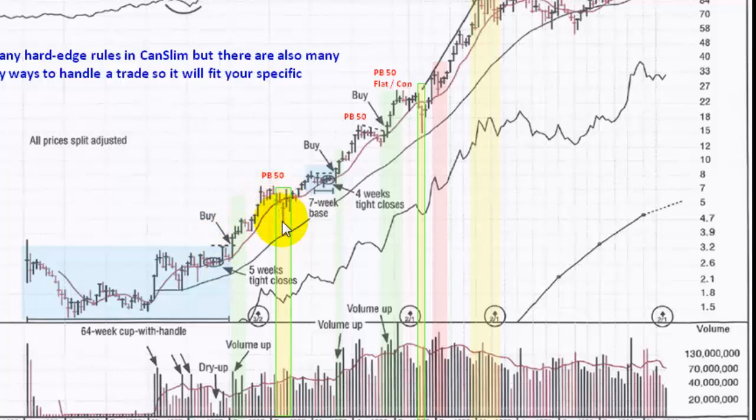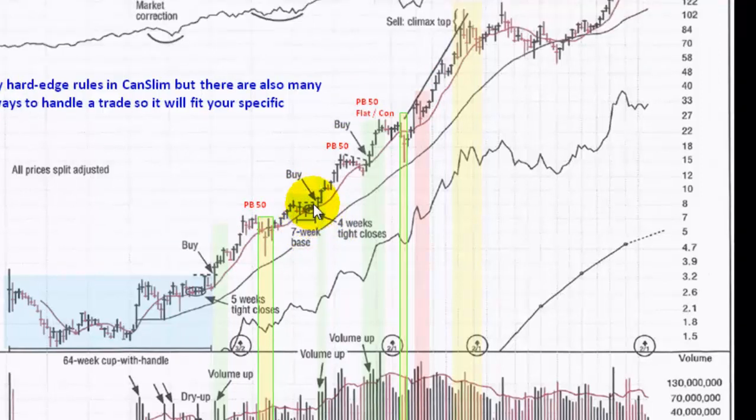Then it runs up, pulls back to the 50. You wait till it comes back above the 50, and if the volume's strong enough, you have a nice little bounce here, you could add. Then it forms a 7-week base. It also has 4 weeks of tight closes, breaks out, runs up, pulls back to the 50. Every time it forms a base, every time it pulls back to the 50 and shows strength as it bounces above it, is a place that you can add to your position. Progressively, less and less shares to keep your cost average down.